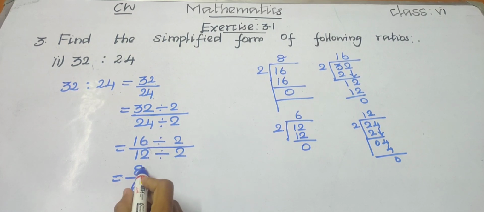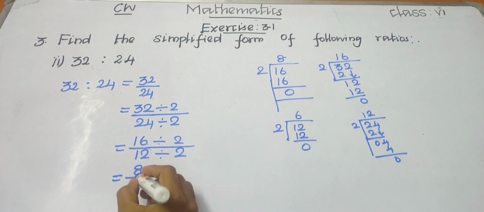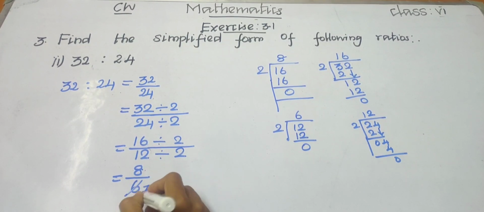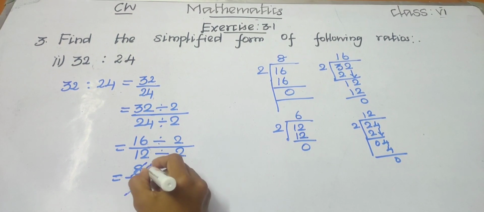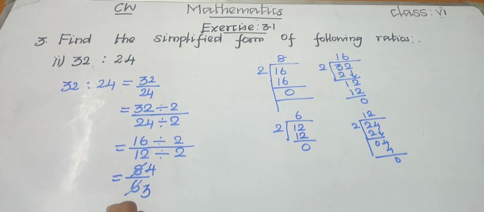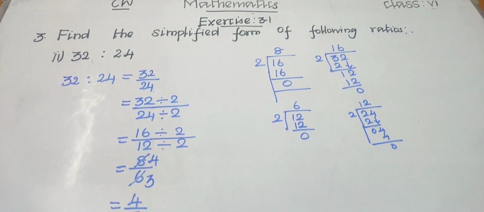See, 8 and 6 are the multiples of 2, right? Say 2 table. 1 2 is 2. 2 2s are 4. 3 2s are 6, right? So cut this. 3 2s are 6. Now 4 2s are 8. So what is the answer? 4 by 3. 4 by 3 is the answer.